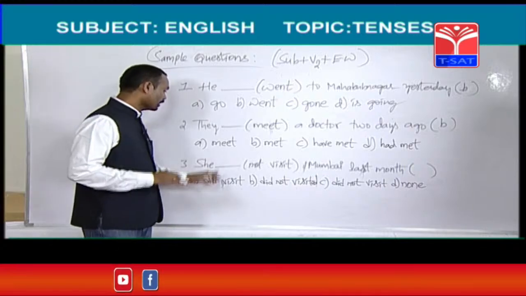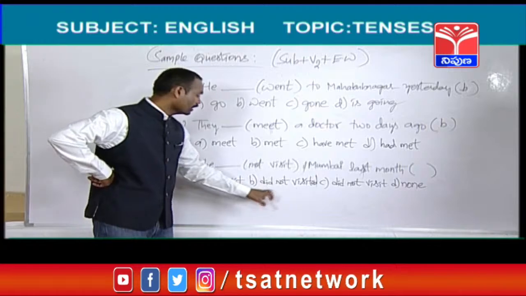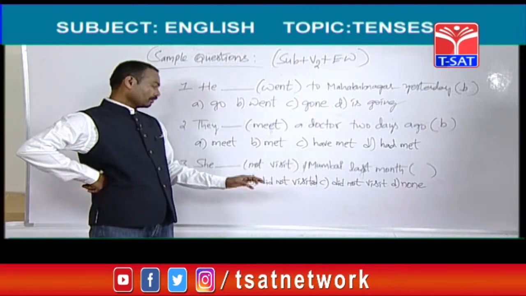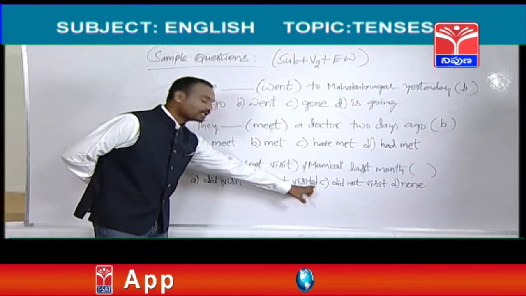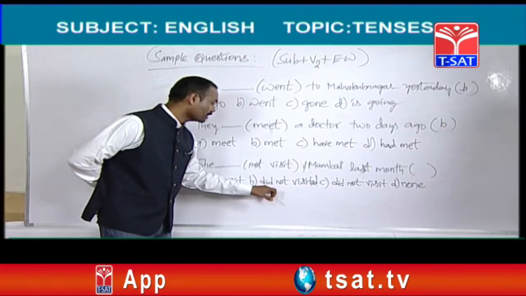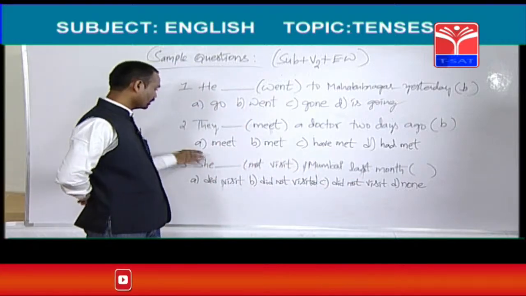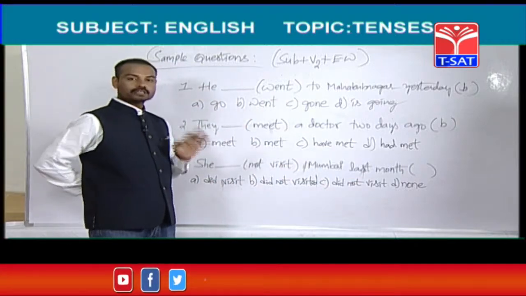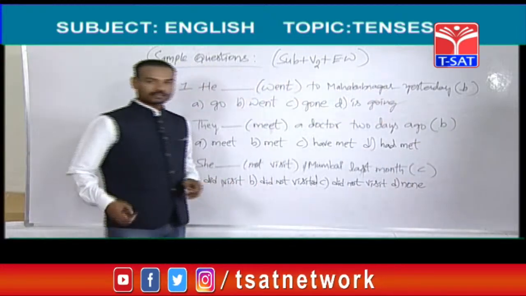So, the answer is did not visit. Option A, did visit, wrong. Option B, did not visited, wrong. See, did not visit is right. We should not use the second form when we use did. So, did not visit, this is the right answer. Whatever the subject is, did not visit is the right answer. So, the answer is C.